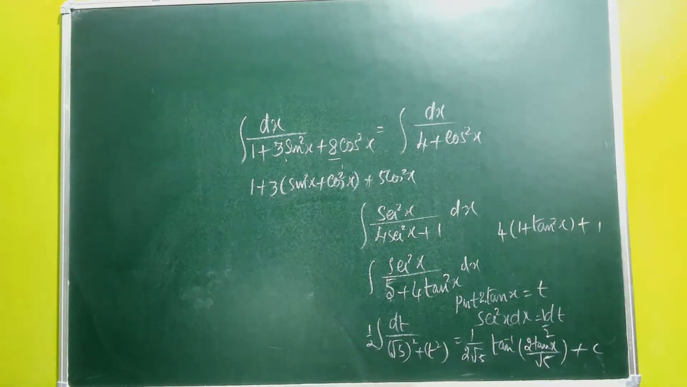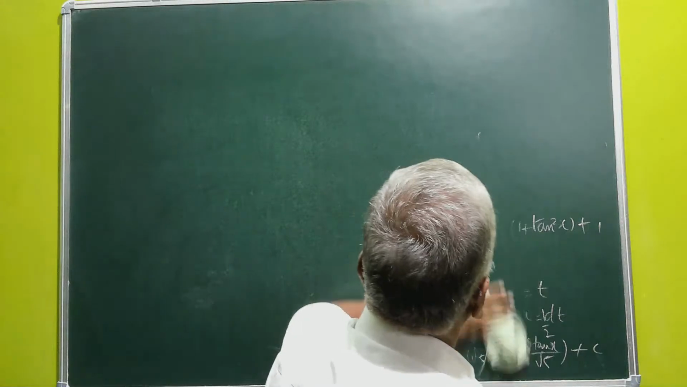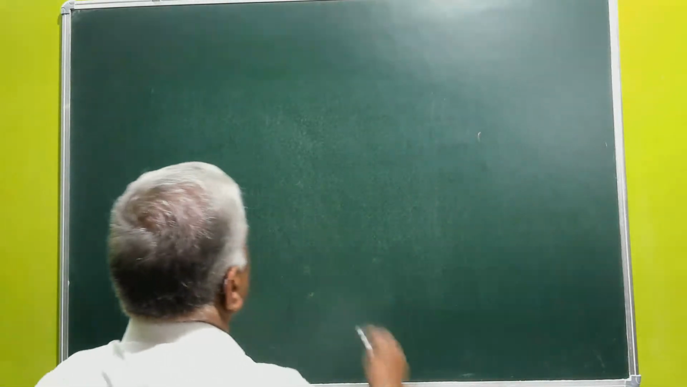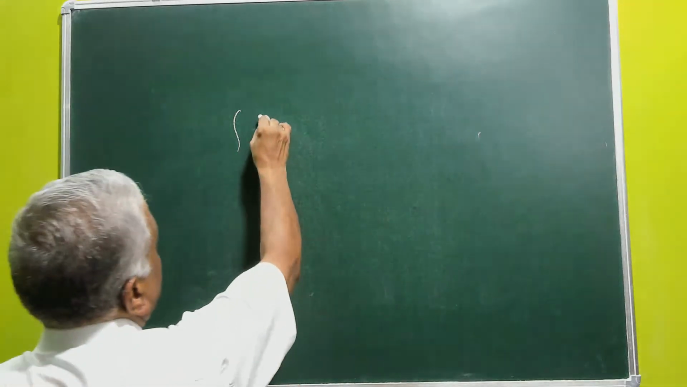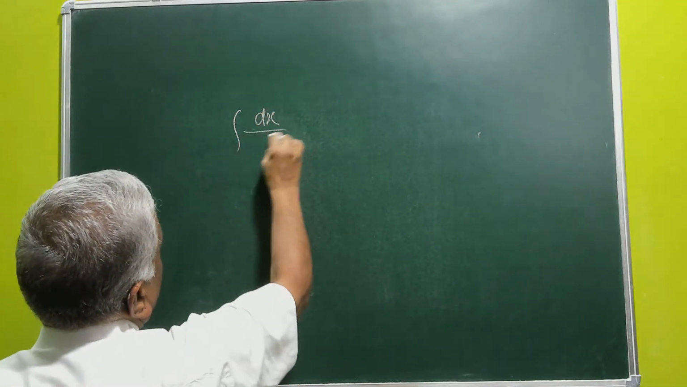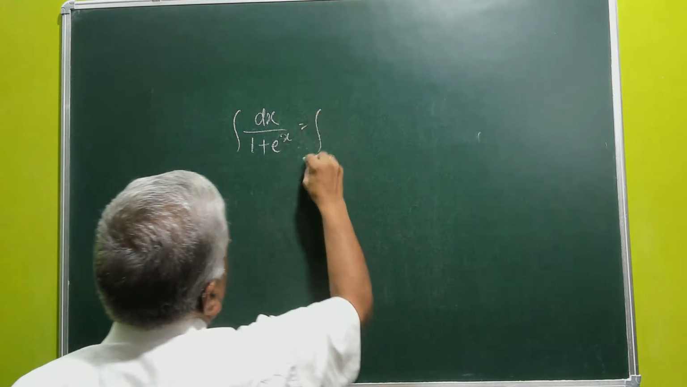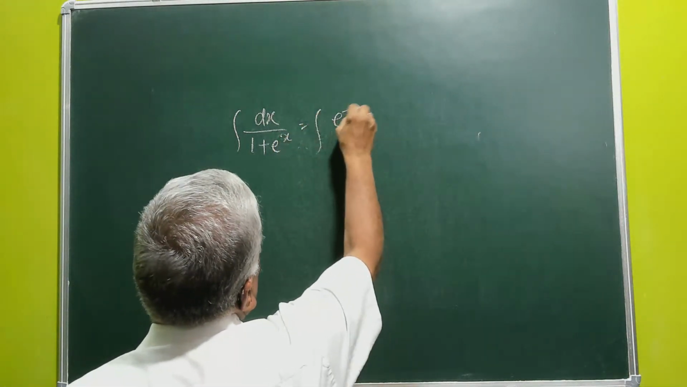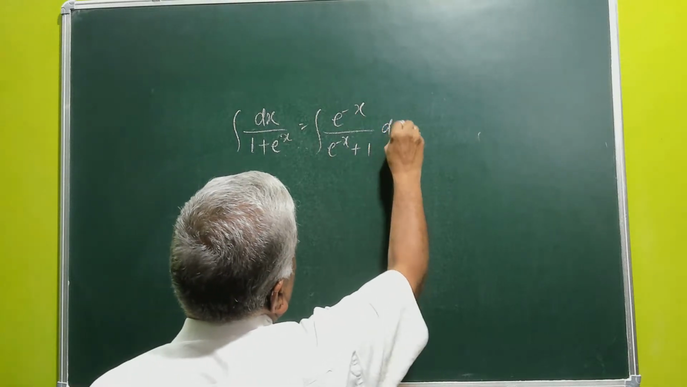So let's move on to the next problem. The integral dx over 1 plus e to the power of x. Very, very simple problem, provided you have worked on similar ones. You have to write this as e to the power of minus x over e to the power of minus x plus 1 dx.